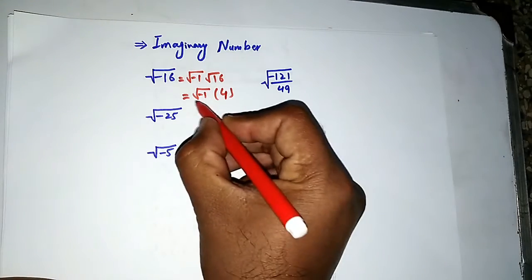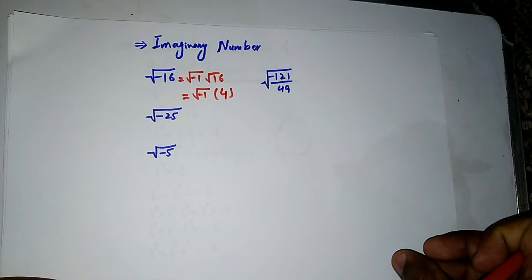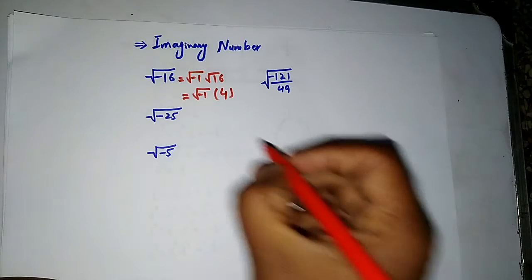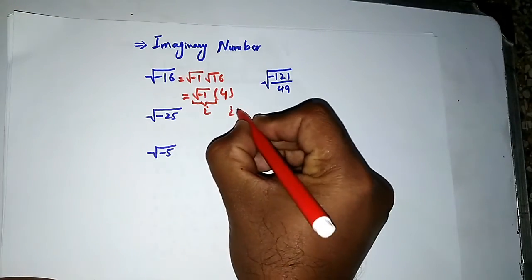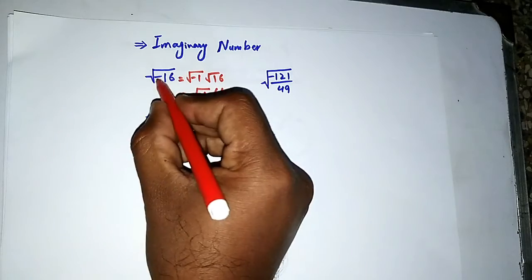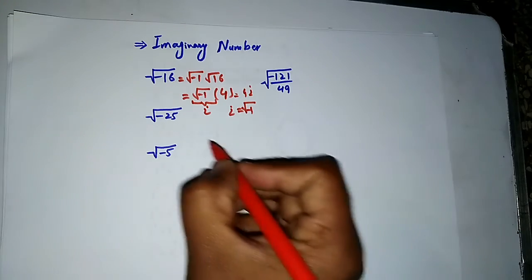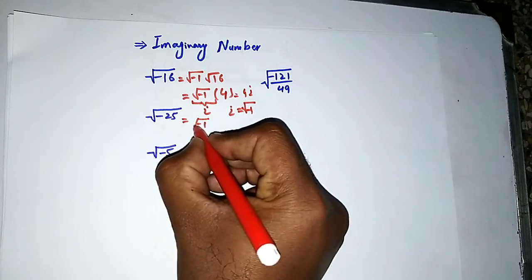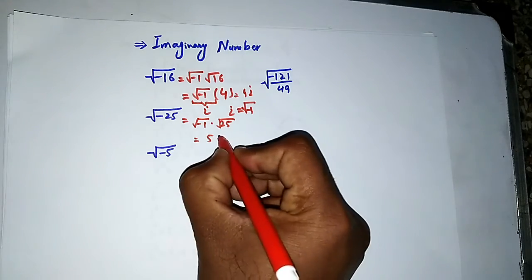To solve this new number, scientists worked a lot for many years, but in the 18th century, a scientist finally decided to denote this number by iota. Iota is equal to square root of -1. So in this way, we can write square root of -16 as 4 iota. Similarly, if we try to solve square root of -25, we can write it as square root of -1 multiplied by square root of 25, and we can write it as 5 iota.